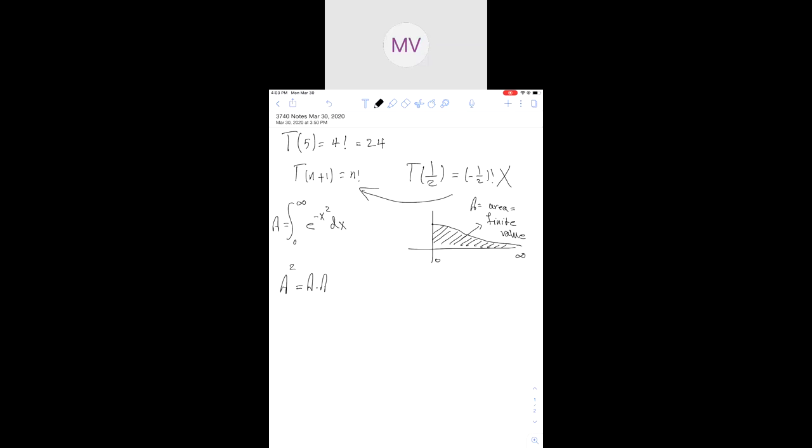It's simply A times A, which is the integral from 0 to infinity of e to the negative x squared dx. I'm going to multiply by itself, but this time I want to change the variable. So this time let me use variable y, e to the negative y squared dy. Right? These two have the same exact value. I'm just changing the variable from x to y. It has the same value in integration.